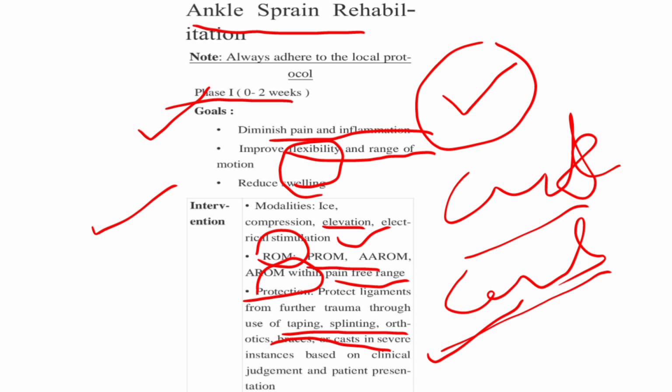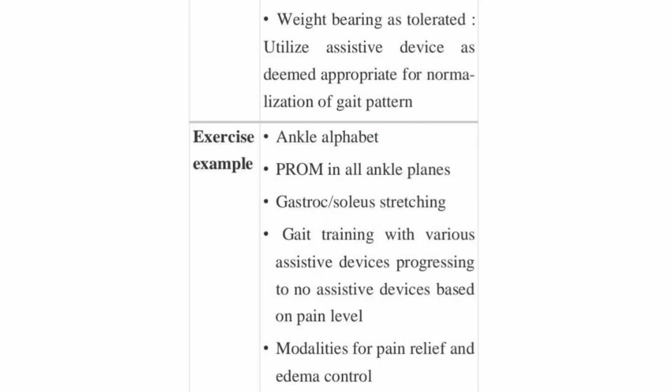In phase 1, we have the goal to decrease pain, inflammation, swelling, and improve range of motion and flexibility. We use modalities and also go for the ICE protocol. Weight bearing as tolerated, according to the patient's condition, is also essential. Utilize assistive devices for normalization of gait pattern.